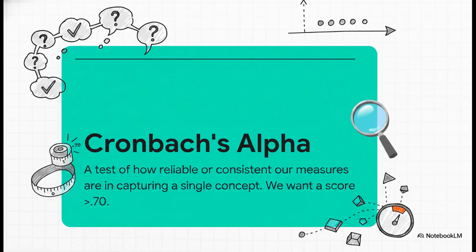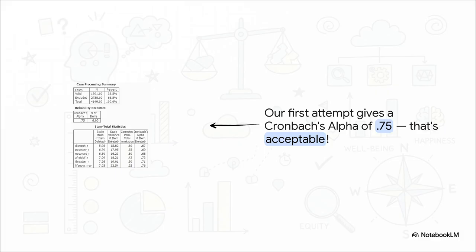That's usually considered acceptable. So, we run our 6 clean variables through the test, and what do we get? A Cronbach's alpha of 0.75. Hey, that's pretty good. It's above our 0.70 threshold, so our scale is officially reliable. We could totally stop here and have a perfectly good, usable scale.